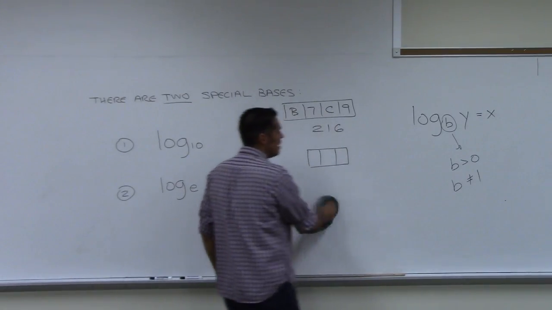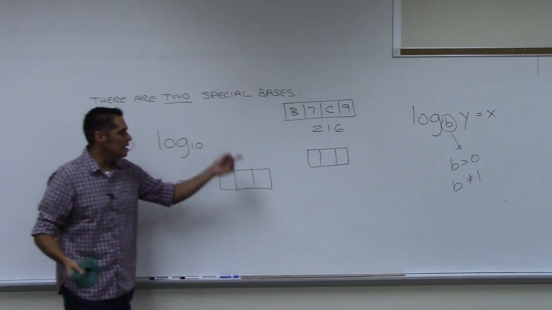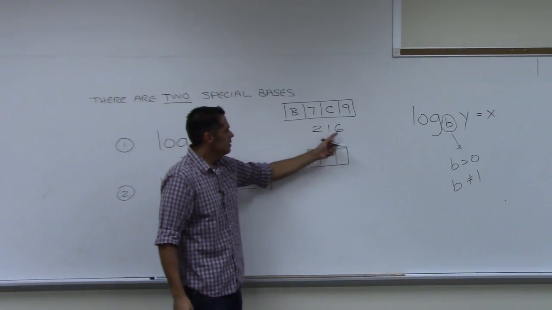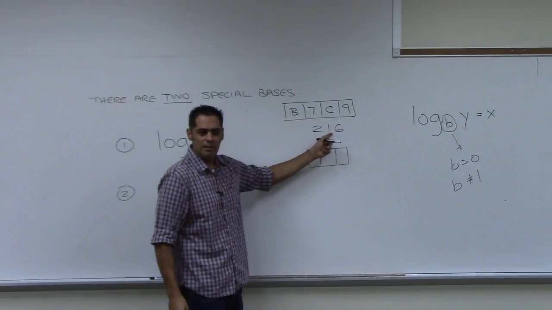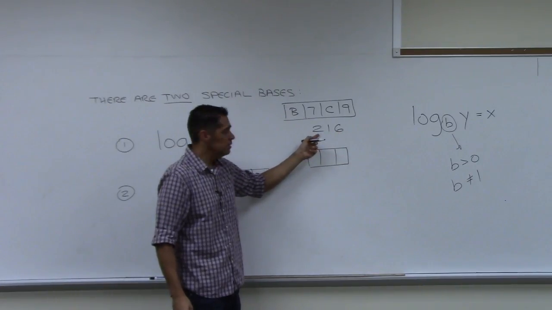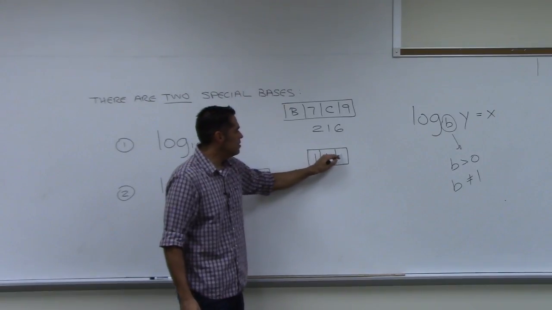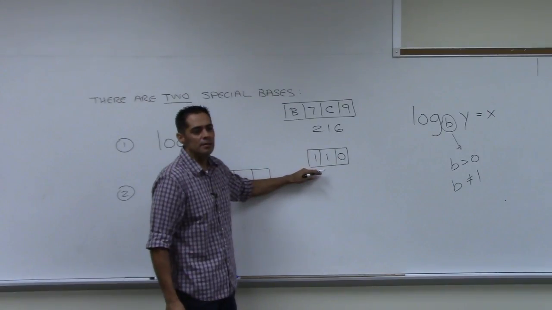Most people don't understand what digits mean anyway. Like when you write down 216, what does this mean? 6 ones, 1 ten, 2 hundreds, right? Okay, so if you write down in binary 110, what does that mean in binary?